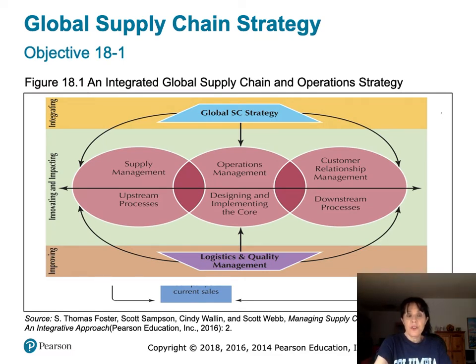Here is figure 18.1 summarizing one of the objectives about an integrated global supply chain and operations strategy. This figure illustrates what is meant by global supply chain management. So it explains how supply, logistics, and operations come together to form a global supply chain strategy.